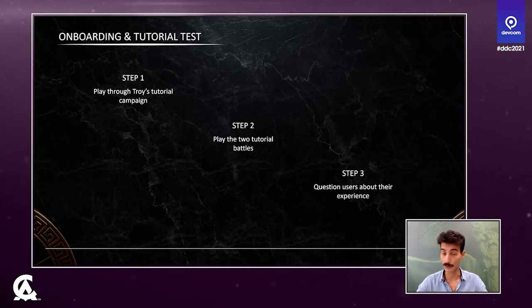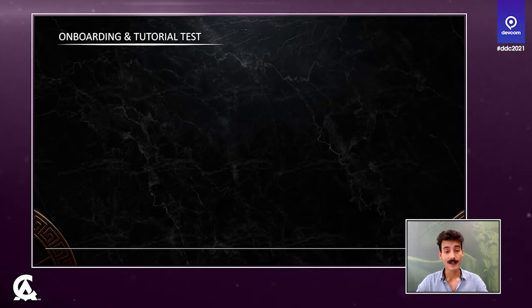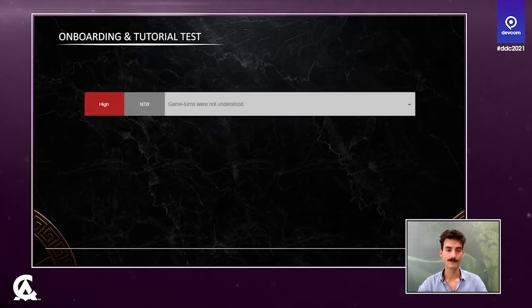Now, we went in pretty confident about this test. We were expecting good results because, well, everyone in the office was playing the game perfectly fine. We had no issues. The tutorial campaign seemed good. We liked it. So you can imagine our surprise when, on the day that we got the report, the very first issue on the top of it was this. Game turns were not understood.